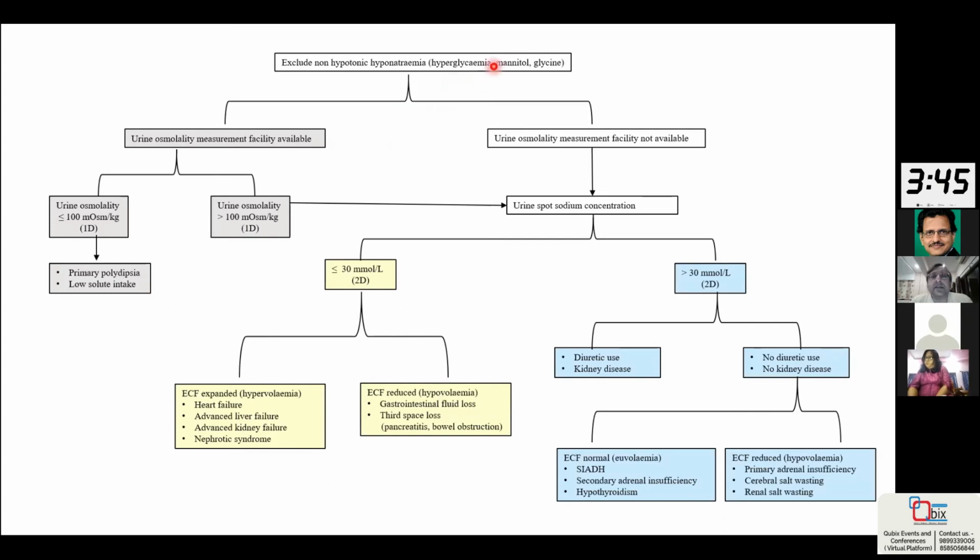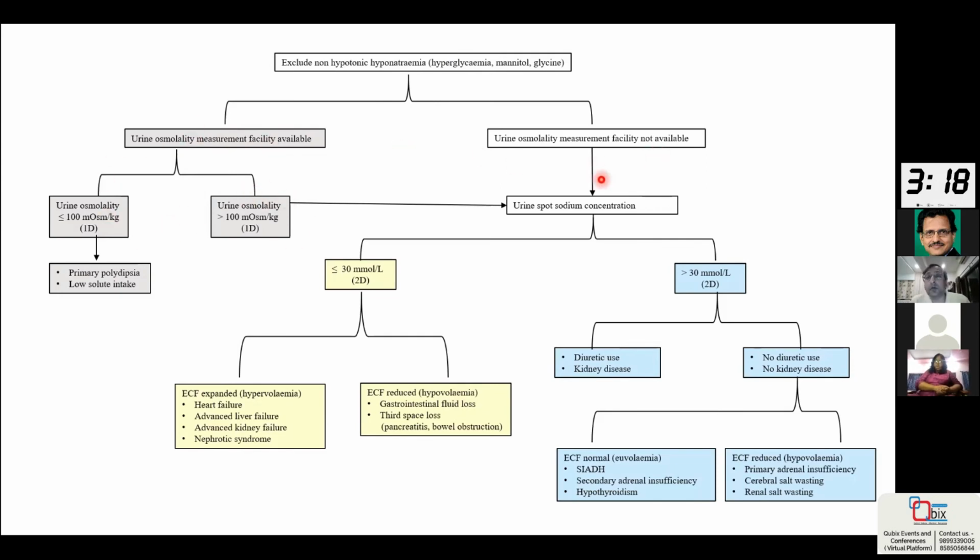you first see, is there any hyperglycemia? If there is hyperglycemia, then that might explain the hyponatremia. Now, urine osmolality, everywhere in the guidelines it is given, but it is not readily available. Only one or two hospitals in Calcutta have it. So if you have the urine osmolality available, then you use it. But most of the time it is not available. So no point in pursuing this.